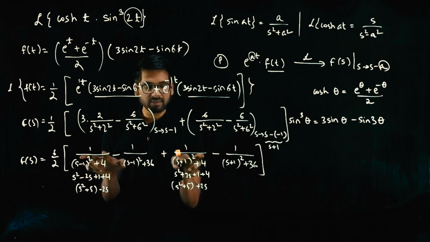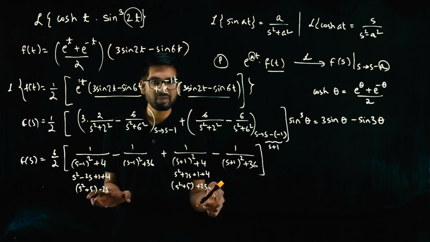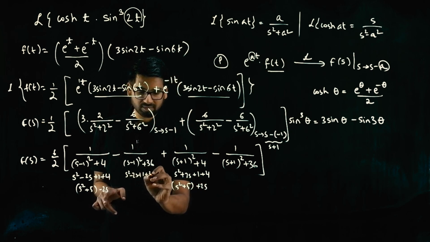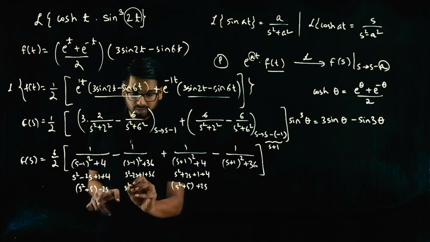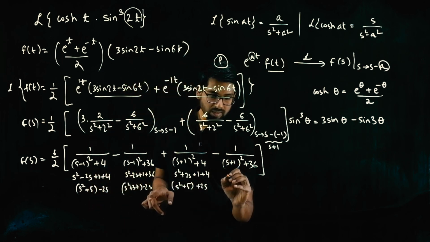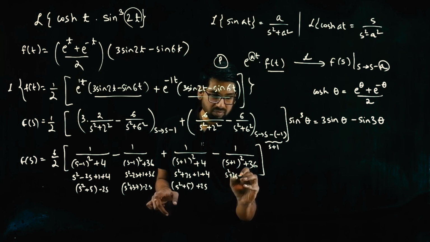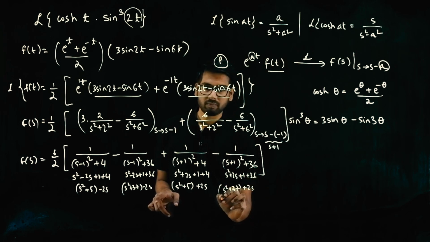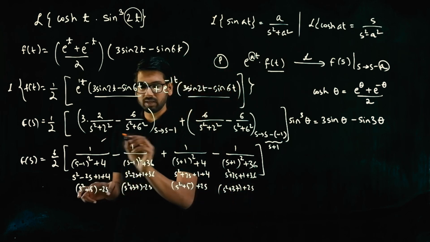So if you want to add these two, you can simply take LCM as the product, it will be a square minus b square. Similarly for this also, it will be s square minus 2s plus 1 plus 36. So that will be s square plus 37 minus 2s, and here it will be s square plus 2s plus 1 plus 36. It will be s square plus 37 plus 2s. Okay, so we add these two, the first and third term first.